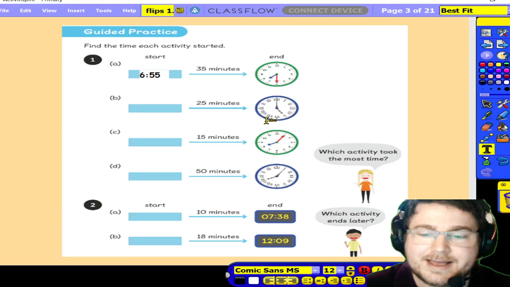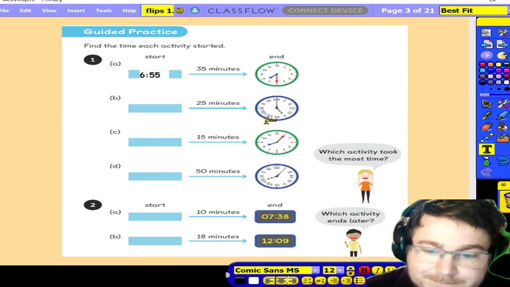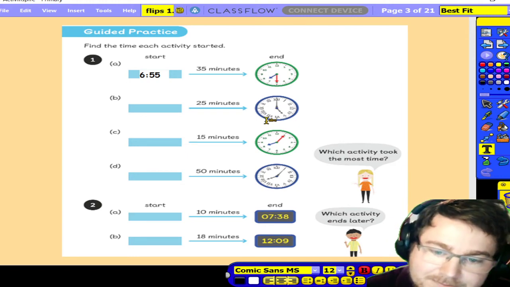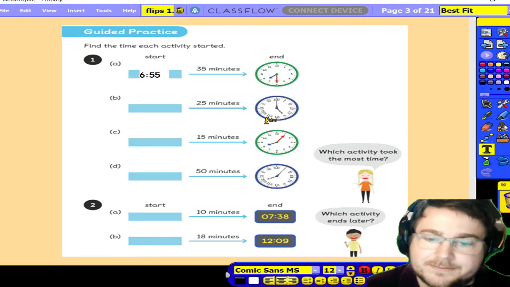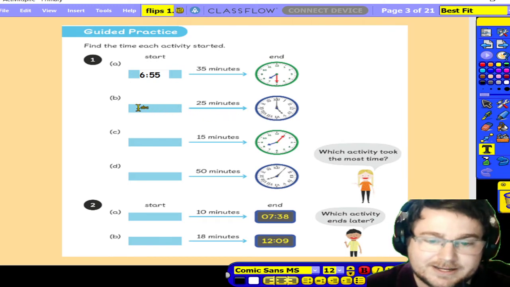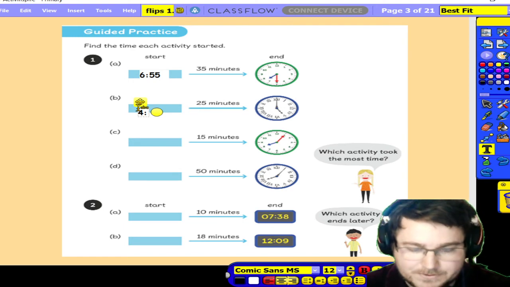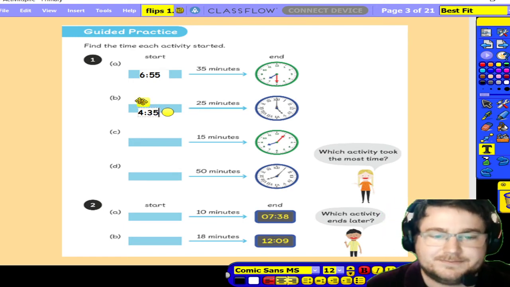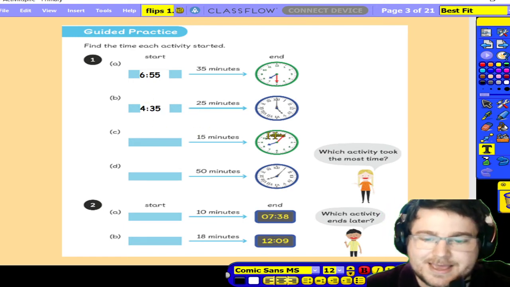We're going to end up there, but the time is not 5:35. We've gone back an hour, so it's actually 4:35. That's where we are there.